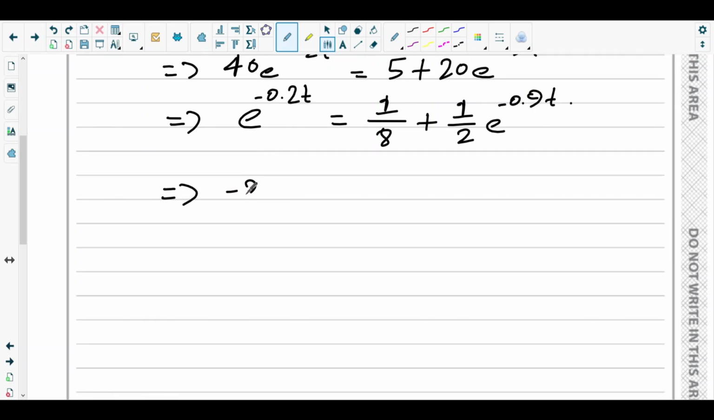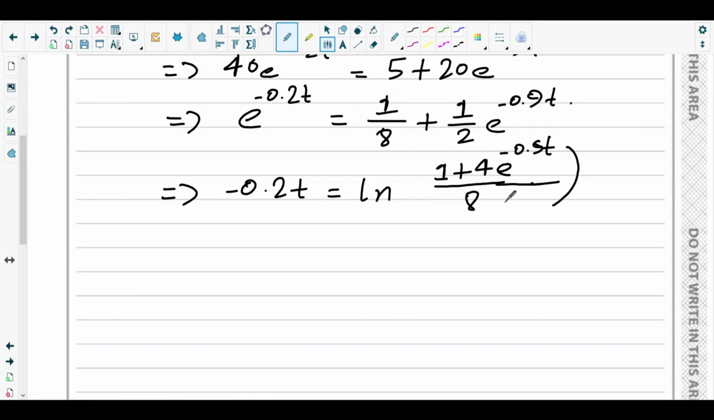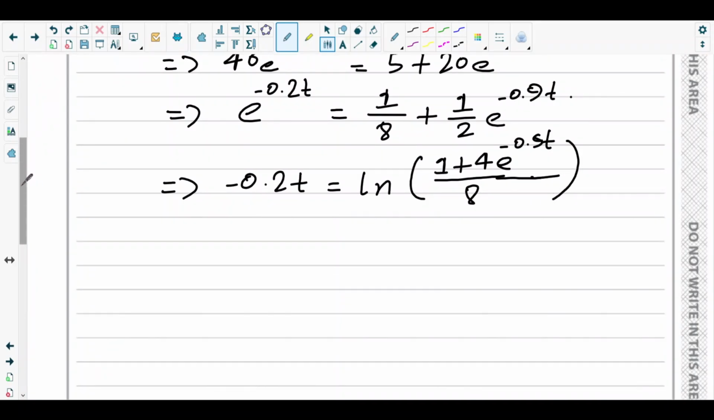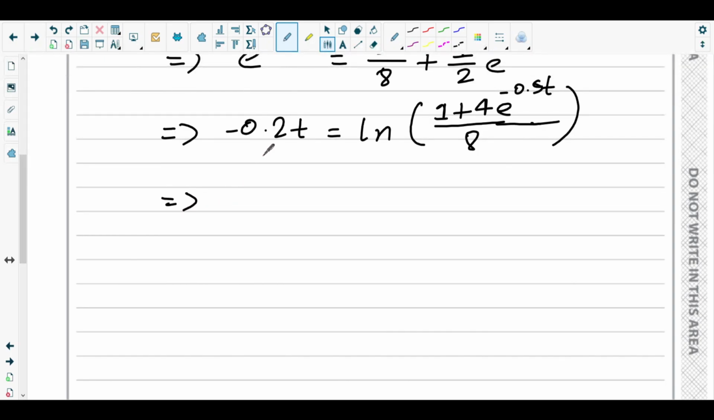If you take ln, you will get negative 0.2t here, and on the right hand side you will get ln. Take LCM. If you take LCM, you will get 8 over 1 plus 4 e^(-0.9t). Okay, we got something relevant to the right hand side that is wanted by the question, isn't it? So now make t the subject. You'll get 1 over negative 0.2, which is negative 5, times ln of (1 plus 4 e^(-0.9t)) over 8.